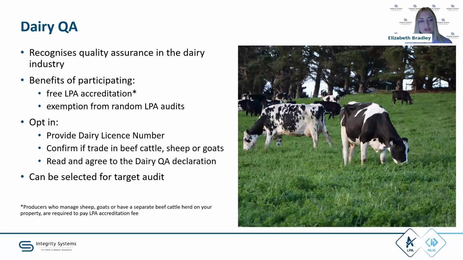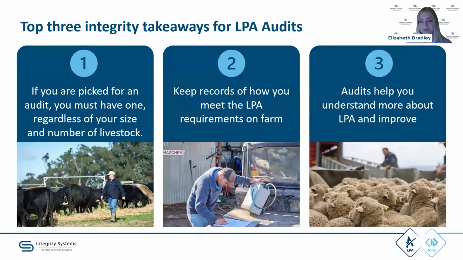To opt in is quite simple. You need a dairy license number from your state government, and basically let us know if you're trading in beef cattle or sheep or goats, and then agree to the declaration, which is, if we ask, provide information about your processes as well. So it's a good tool to have if you have a dairy as well, but it's a quick and simple process, and it gives you a little benefit.